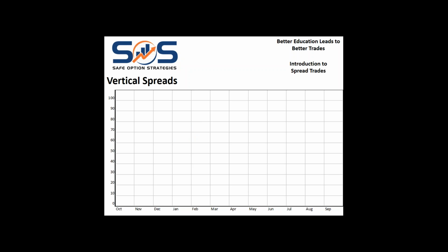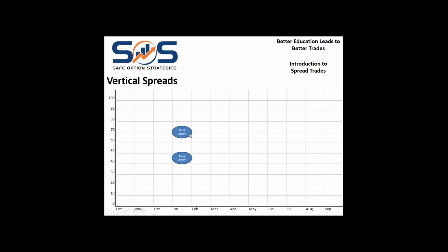A vertical spread, if you look at it thinking vertically, just means one option is above the other. The bull put, that credit spread we were showing you, is a pretty common vertical spread, but it could be the long call. It could be a debit spread.